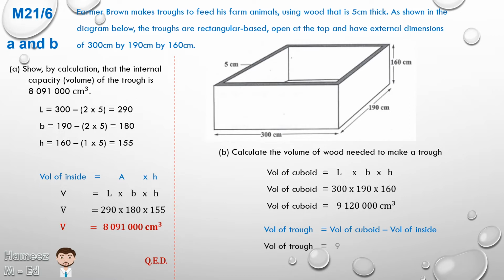So if we substitute, it will be 9,120,000 minus 8,091,000. Using our calculators, this gives us 1,029,000 centimeter cube.